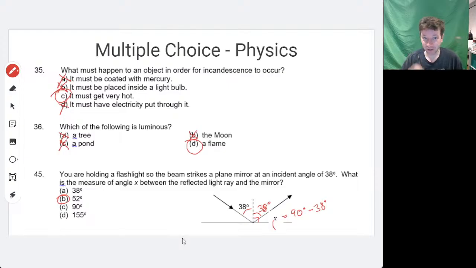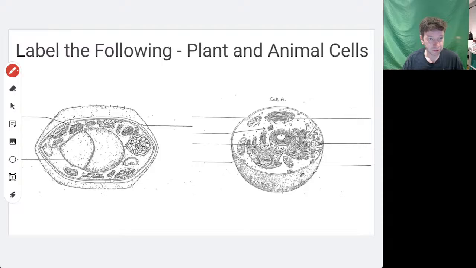Does anyone have any questions with our multiple choice? No? All right then. We'll move on. Okay, next type of questions we're going to do is labeling. A lot of them will be biology. That's the way it is.